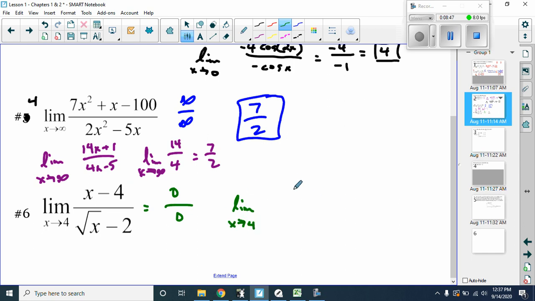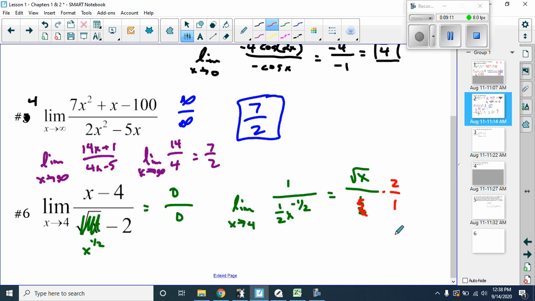Derivative of the top is 1. Rewrite this as x to the 1/2. So the derivative would be 1/2 x to the negative 1/2. Negative exponents get moved. x to the 1/2 on the top. Divided by 1/2, it's the same thing as multiplying by 2 over 1. And now you can plug in 4. So that's pretty much everything you learned last year about limits.